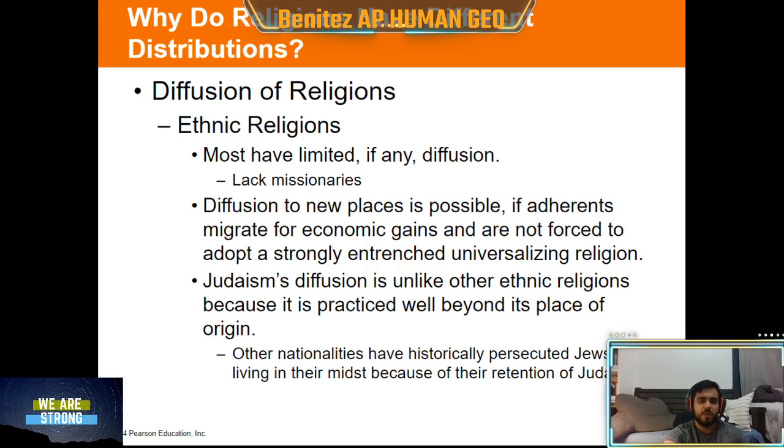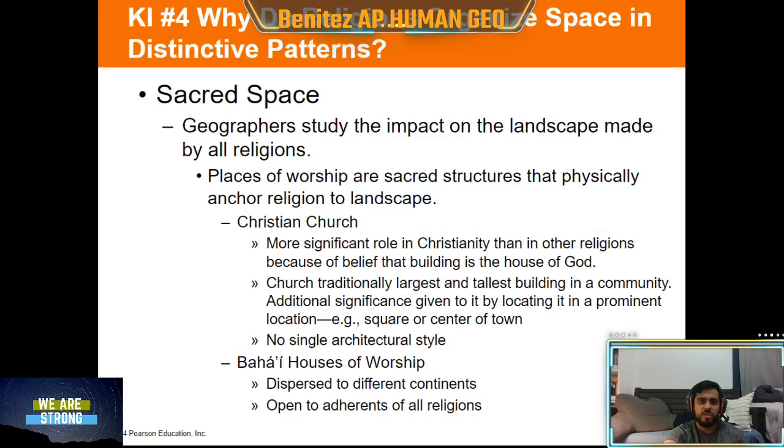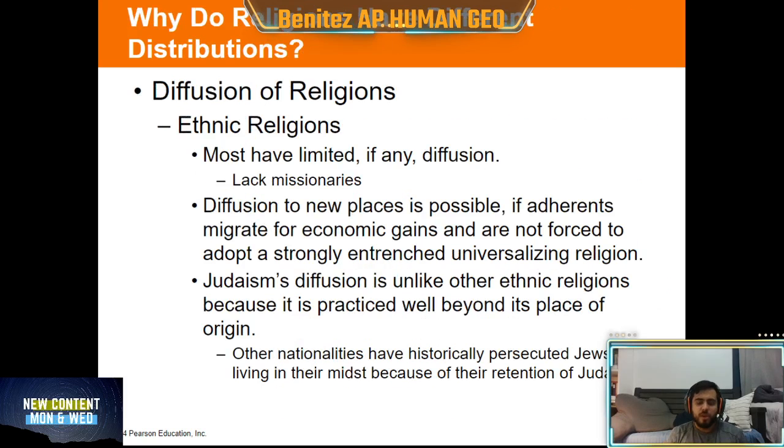Make sure you guys pause, read this slide. It's going to tell you about ethnic religions. When we talk about ethnic religions, Hinduism, for the most part, just stayed in India because it just focuses on the people of India.